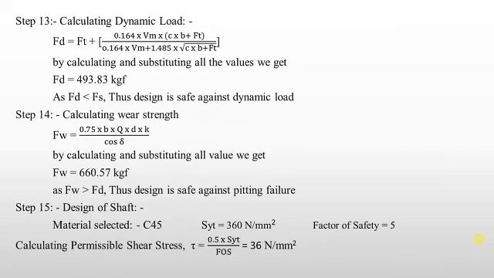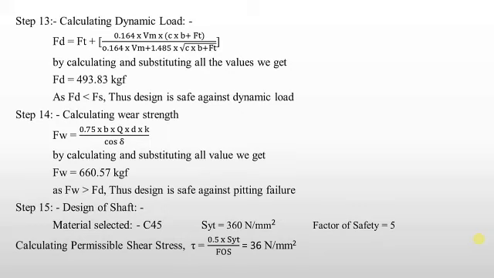Step 13. Calculating dynamic load FD. FD is equal to FT plus 0.164 into Vm into (CB plus FT) upon 0.164 into Vm plus 1.485 into root of (CB plus FT). Thus, by calculating and substituting all the values, we get dynamic load FD is equal to 493.83 kgf. As our dynamic load is less than the beam strength of gear tooth, thus our design is safe against dynamic load.